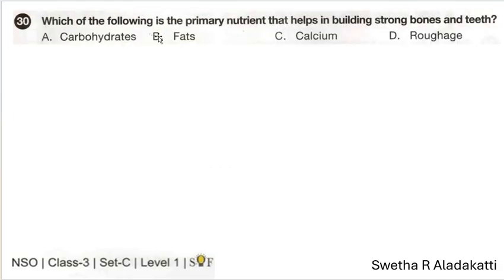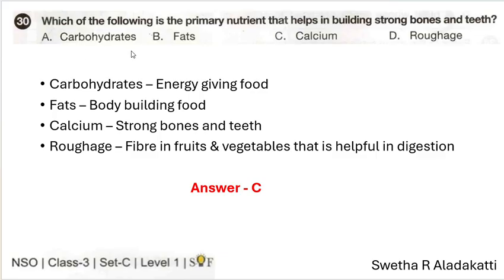30. Which of the following is a primary nutrient that helps in building strong bones and teeth? Carbohydrates, fats, calcium or roughage? Let's see the answer. Carbohydrates are energy giving food, fats are body building food, calcium, yes, this is the one which makes bones strong and teeth strong. Roughage is a fiber that is found in fruits and vegetables that helps in digestion of our food. So we go with option C, calcium for strong bones and teeth.